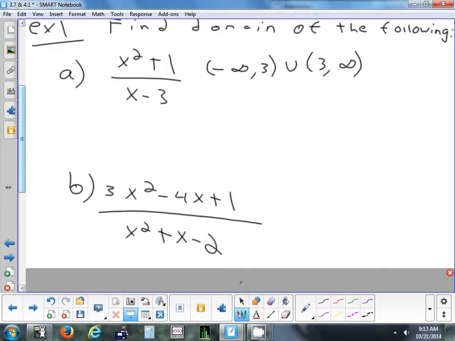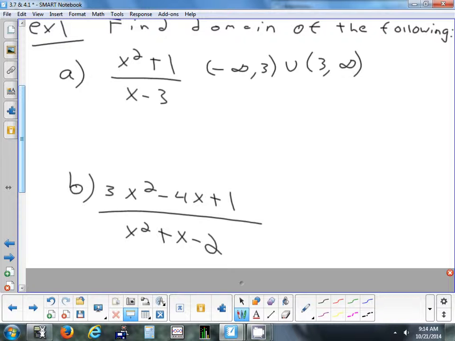How about the next one? This time the denominator is a little bit more complicated. What could we do to the denominator to rewrite it in a way that would make the roots easier to find? Because that's basically what you're looking for. You're looking for the roots of the denominator, and those are the ones you're not allowed to use because you'd be dividing by 0.